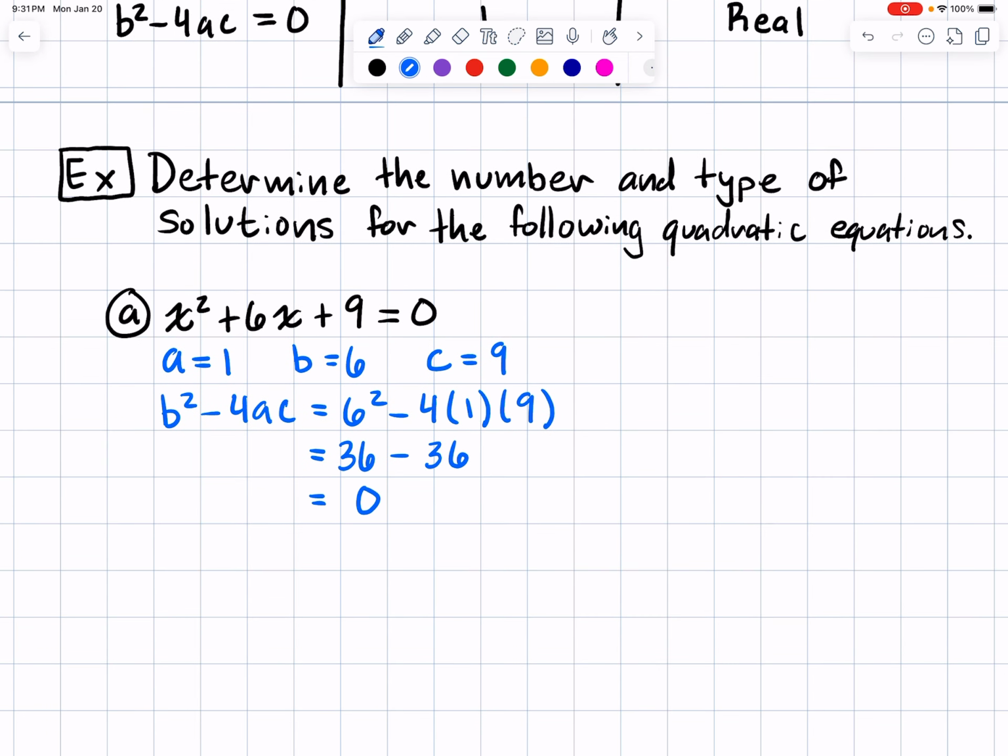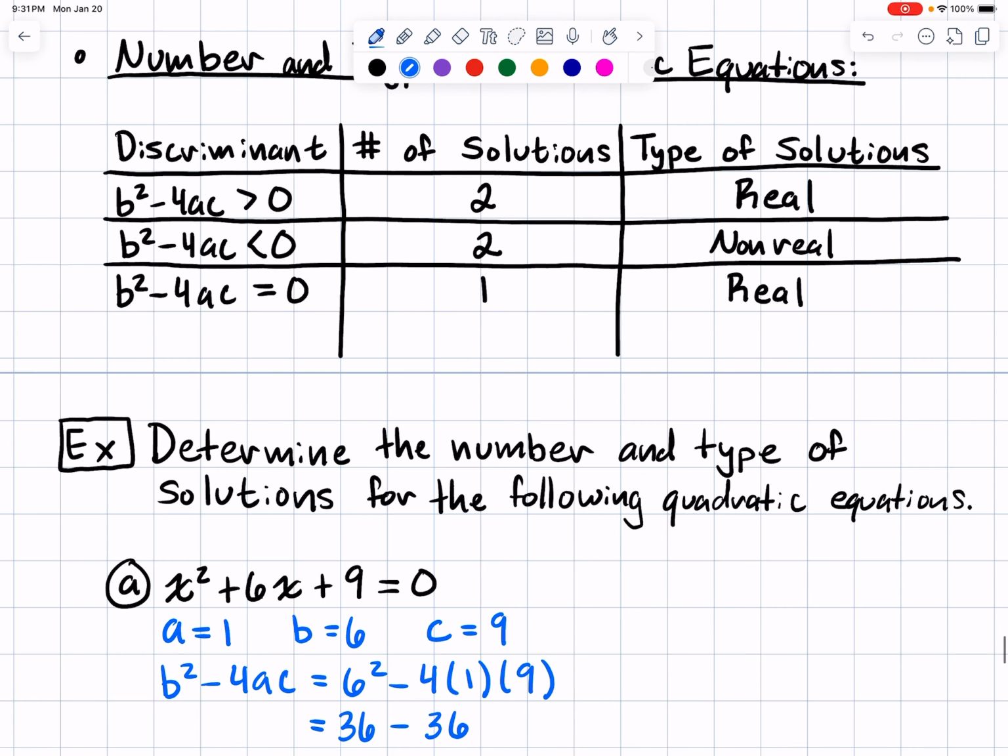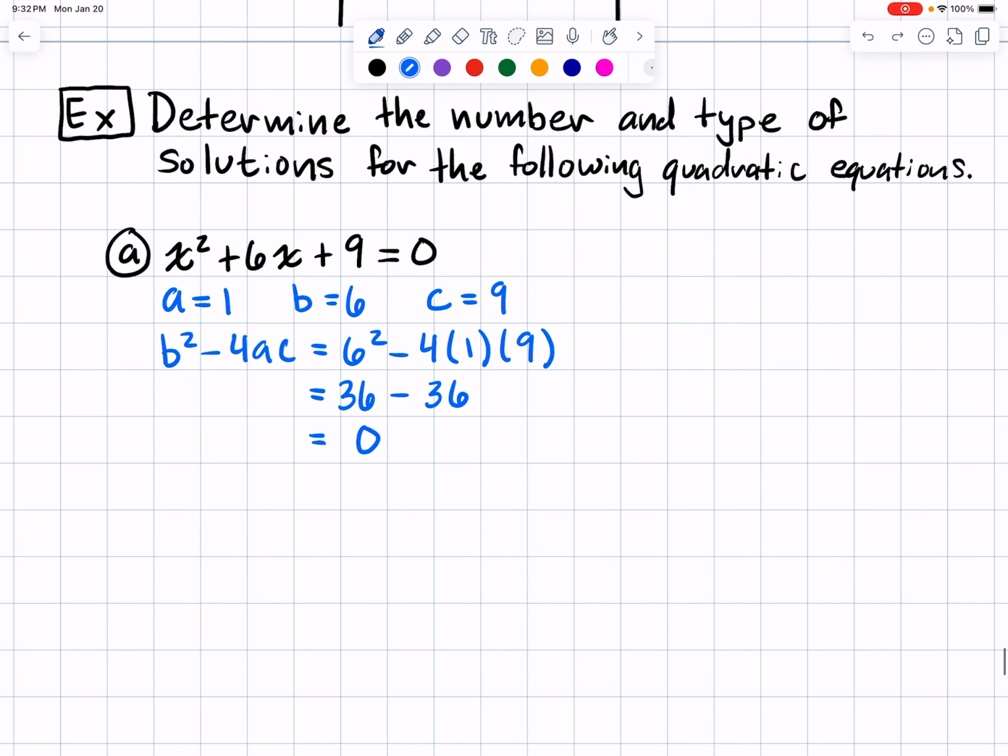So if we look back to see what 0 means, that's this one. 0 means that we have one solution and it's real. So our answer will be one real solution. And that's my answer.